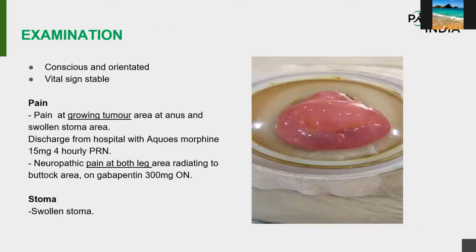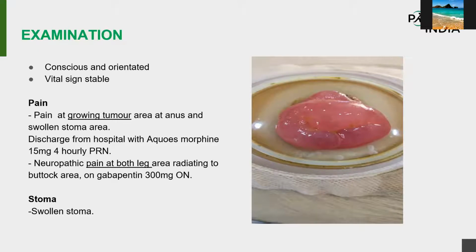On examination, the patient is conscious and oriented, and vital signs are stable. The patient was mentally oriented until the last time we visited her. The pain is at the groin, at the tumor area at the anus, and at the swollen stomach area. You can see from the picture, it's swollen. The swelling happened after 5 months of us attending this patient.